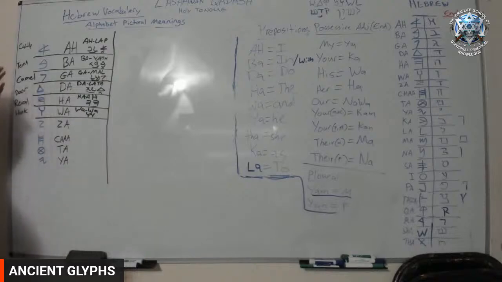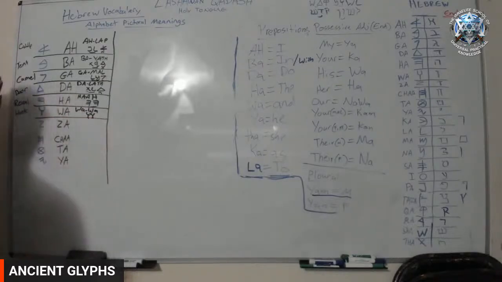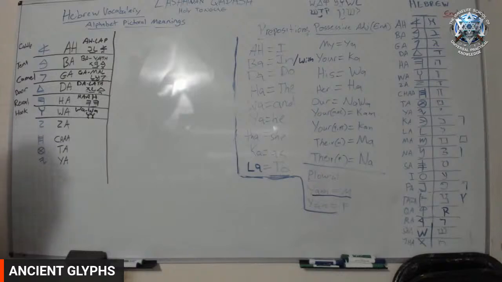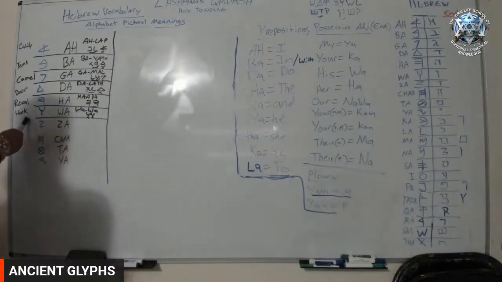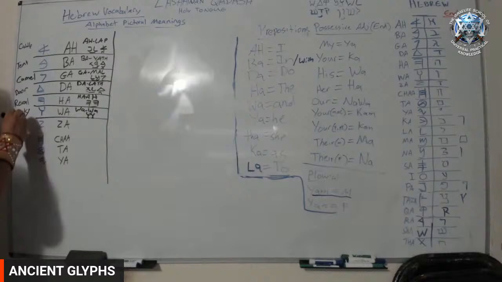Wa means hook. That is not joined together, that is separate. So it is wa. Coincidentally enough, the character wa also means join. Why is that? Because that's exactly what a hook does.